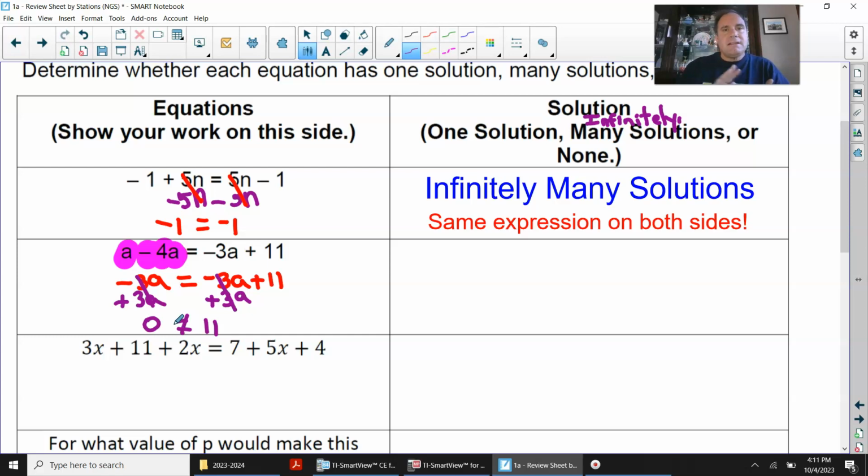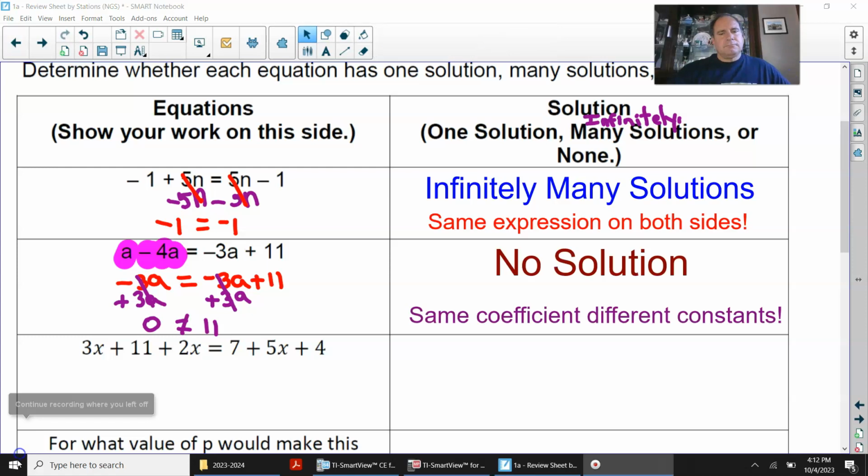There's no way that negative 3a can equal negative 3a plus 11. So there's no solution for this one. Same coefficient with different constants, same a's, same x's with different other numbers. All right, no solution. 0 does not equal 11.